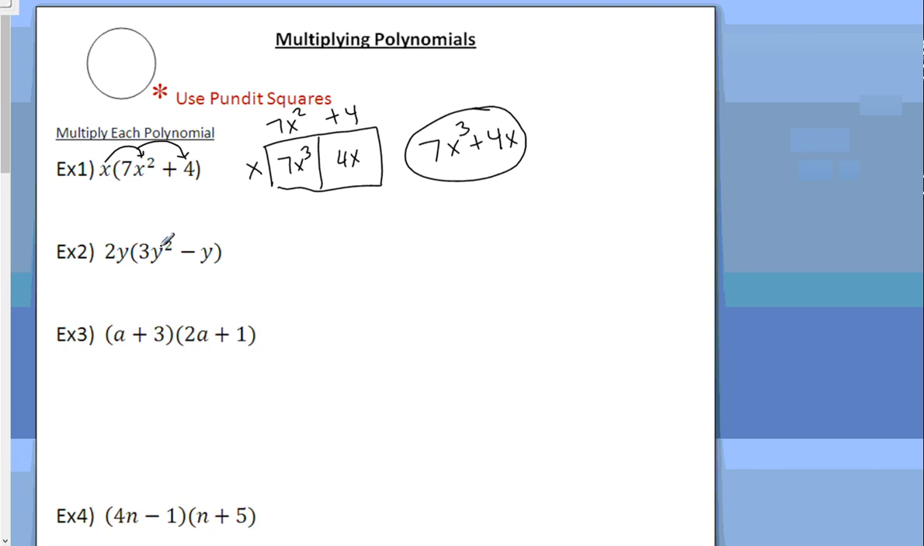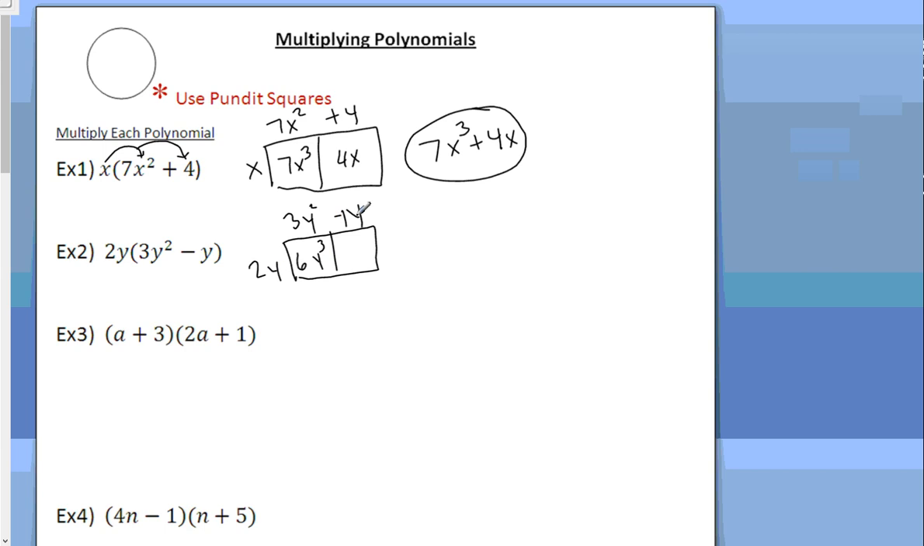2y times 3y squared minus y. Well, there's one thing here, and there's two chunks there. So I'm going to make another 1 by 2. So this is 2y by 3y squared minus y, right? And it doesn't hurt to put the 1 there if you want. So what I want to do is 3y squared times 2y. Well, 3 times 2 is 6. y squared times y means y times y times y, which is y to the third.